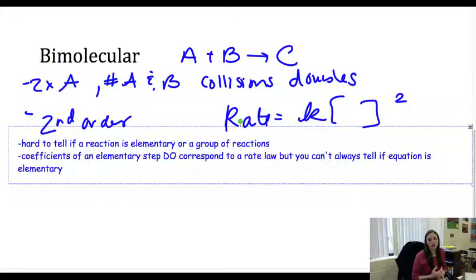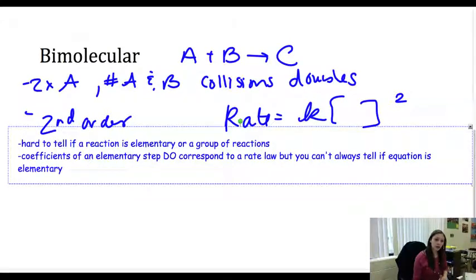it's actually hard to tell if a reaction is elementary or if it's a group of reactions. Coefficients of an elementary step do actually correspond to a rate law, but you can't always tell if the equation is elementary. They're going to have to actually pretty much tell you that that is an elementary step in order to be able to know whether or not I can use those coefficients. Because you really just can't tell by looking at a reaction what other little reactions are going on behind the scenes to make that reaction occur. There might be 2 or 3 different intermediates. You honestly don't really know unless you go through and actually do a few experiments to try and figure out what's going on there. And a lot of times you can't even tell then. So there we go with that, okay?